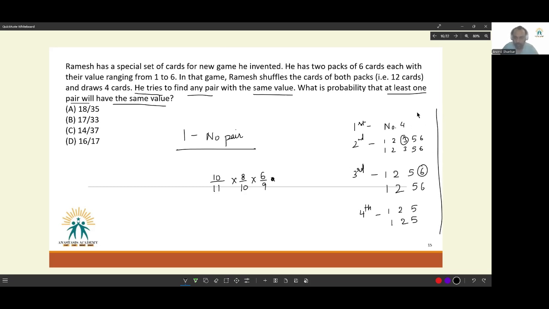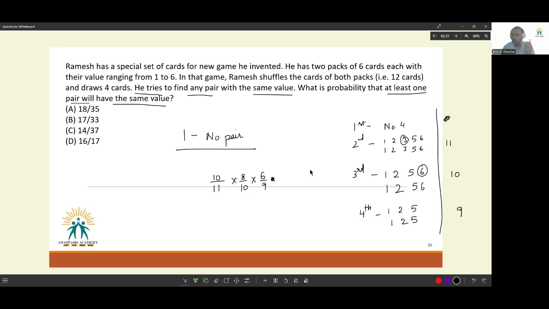Here the total availability was any card out of 12, so it doesn't matter. Here 11 cards are available. Here 10 cards are available. Here 9 cards are available. So this works out. Now when we solve this further, we also have to take into account the fact that these 4 cards that have come in can come in any order.